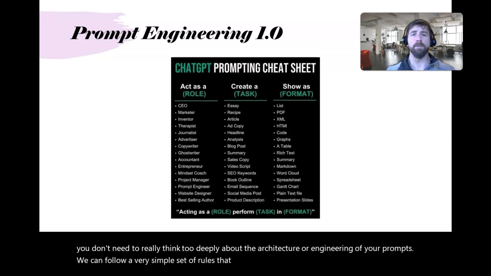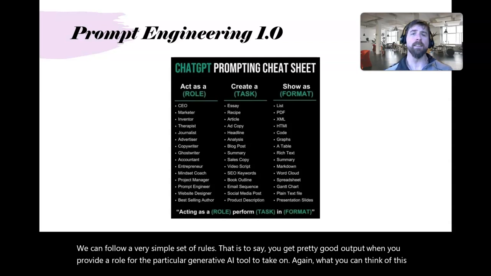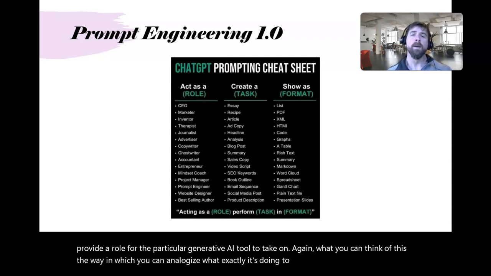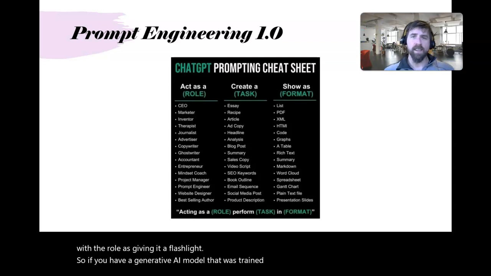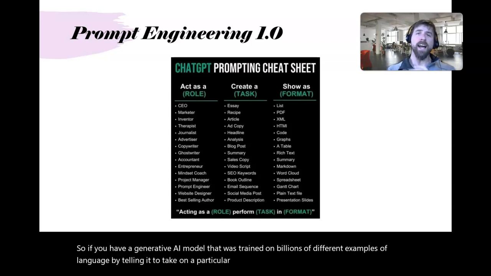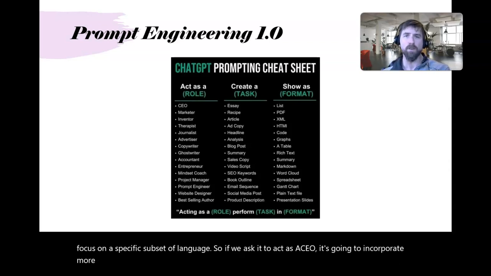That is to say, you get pretty good output when you provide a role for the particular generative AI tool to take on. Again, the way in which you can analogize what exactly it's doing to the model is, think of providing it with a role as giving it a flashlight. So if you have a generative AI model that was trained on billions of different examples of language, by telling it to take on a particular role, it takes a flashlight to all of that training to focus on a specific subset of language. So if we ask it to act as a CEO, it's going to incorporate more language that CEOs are associated with in the response that it provides you.